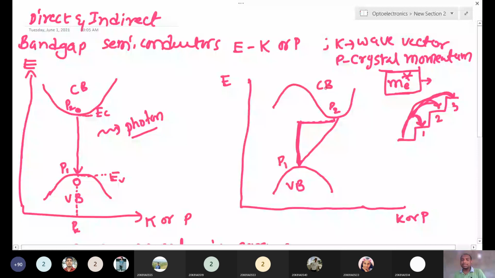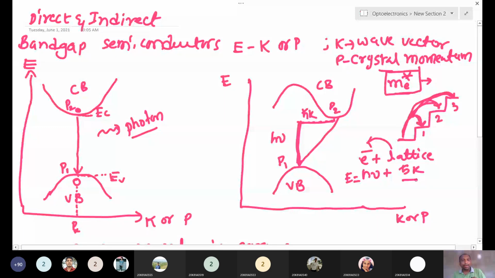Why? Because if you take the valence band, here is P1. After making the transition, the momentum changes. The difference between before and after the transition, delta P, is equal to P2 minus P1. The change in crystal momentum is not equal to zero, because after the transition the electron moves to a different place. In the first case, the direct bandgap semiconductor, the momentum is the same before and after: in the first diagram the electron has the same momentum, P1 equal to P2.